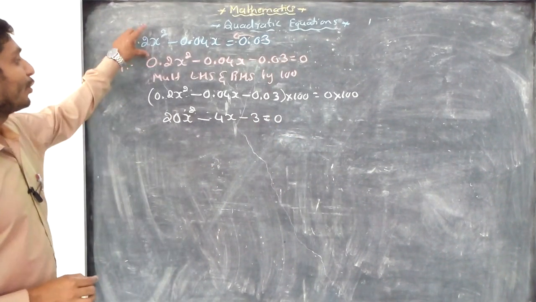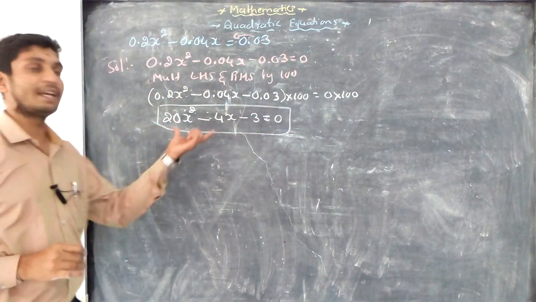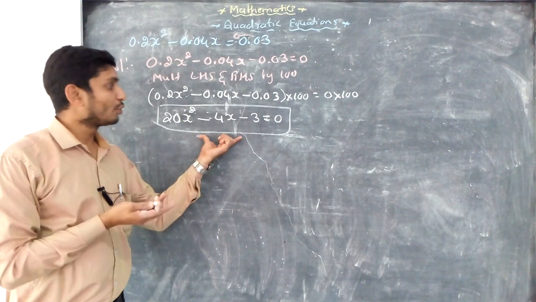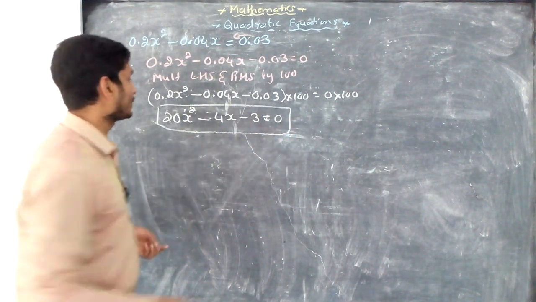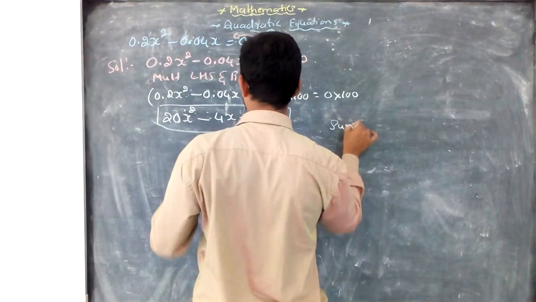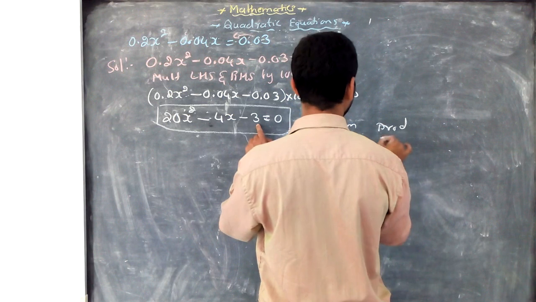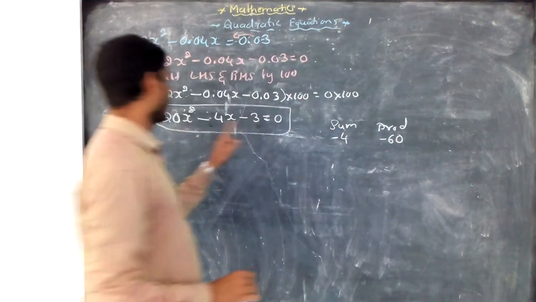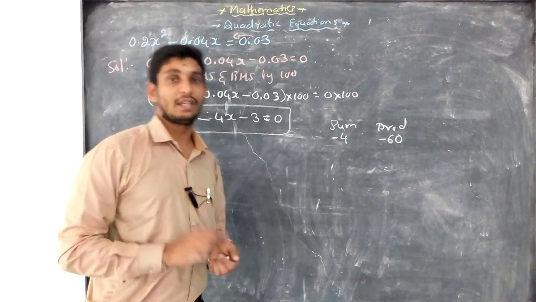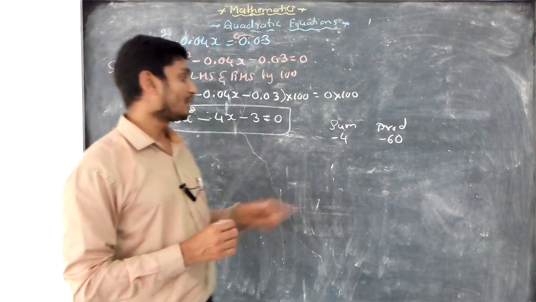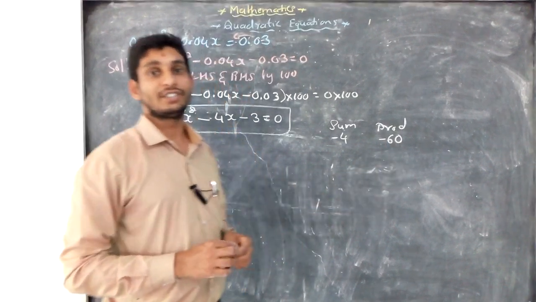Now solving this is one thing. It is again a quadratic equation. You have to go for splitting the middle term, and you will easily get the solution. Let's solve this problem. The sum should be minus 4, and the product should be the product of these two, that is minus 60. Yes, 20 times 3 is 60, and plus into minus is minus. Now you have to choose multipliers such that the sum is minus 4 and the product is minus 60.